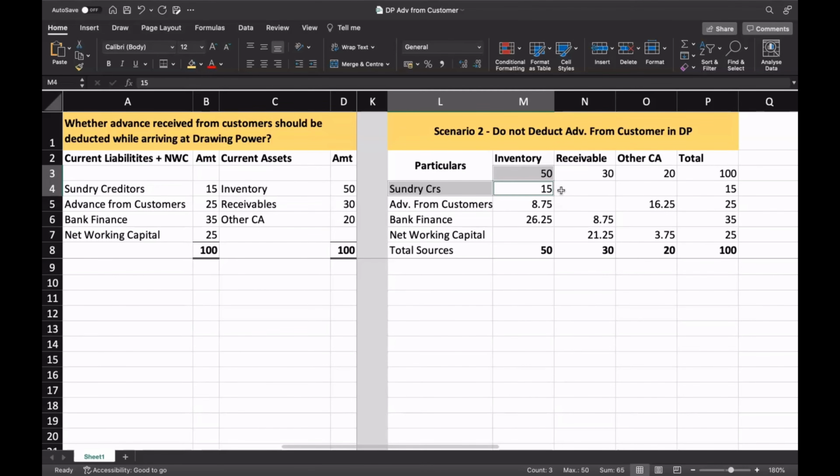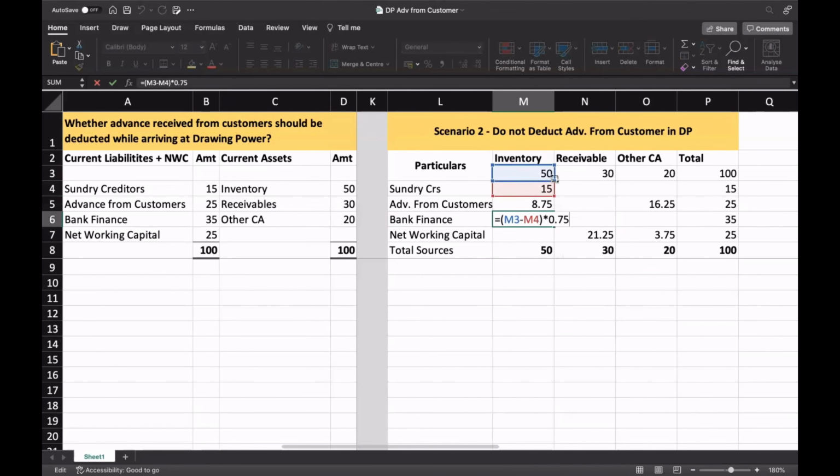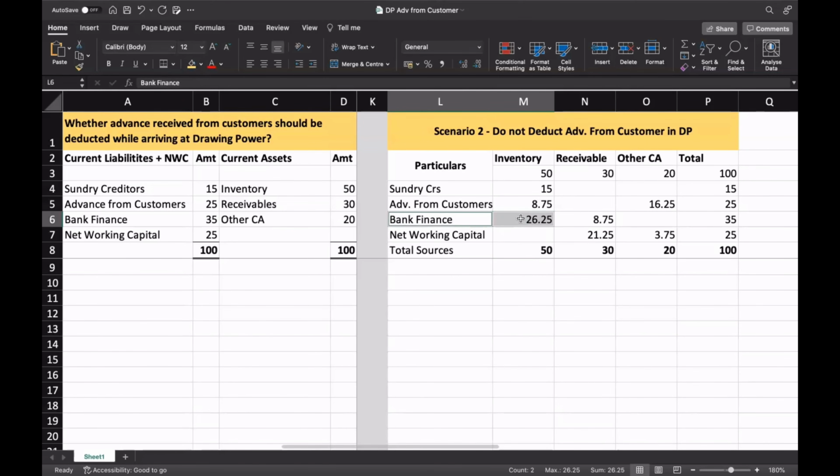Now how I am going to structure is I'm going to fund the 35 first through bank finance. That is 35 is the available inventory, of which 75% can be funded by bank. So I'm bringing the bank finance here. 35 into 75%. Look at the calculation. It is 50 minus 15, 35 into 75%, 26.25. Right? So 26.25 for inventory is coming from bank finance. 15 is coming from sundry creditors.